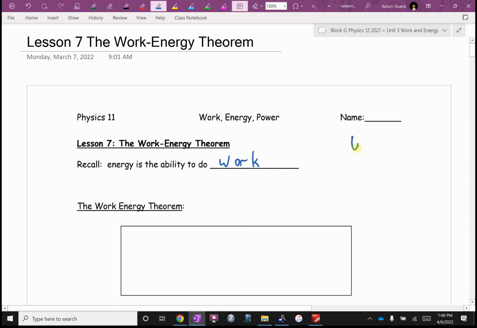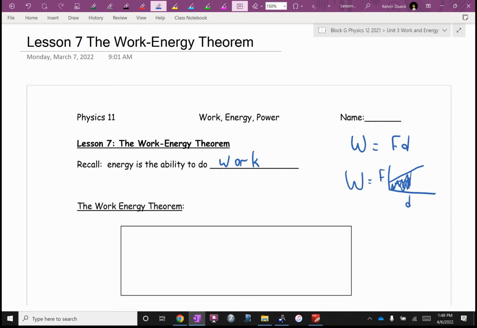Let's talk about work. We said that work equals force times distance. There was a limitation. That one only worked if the force was constant. Work was also the area underneath a force versus distance graph. Well, that one was only useful if they gave us a graph. There's a third definition of work.